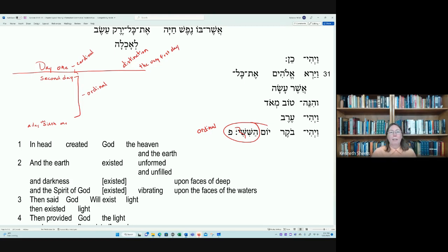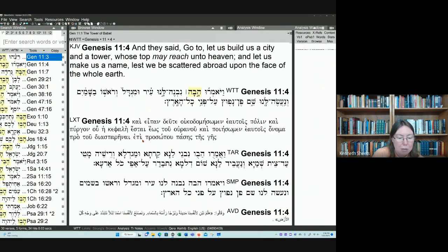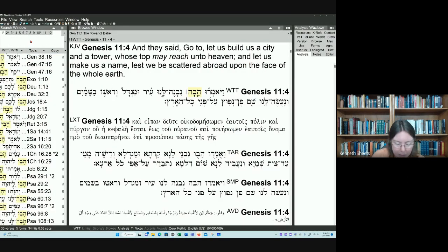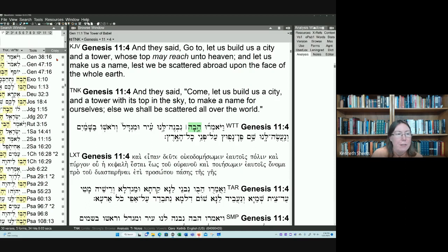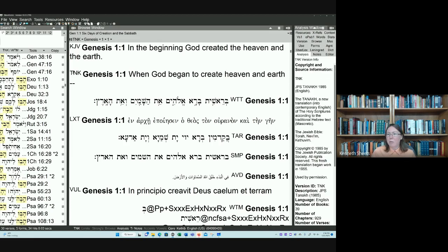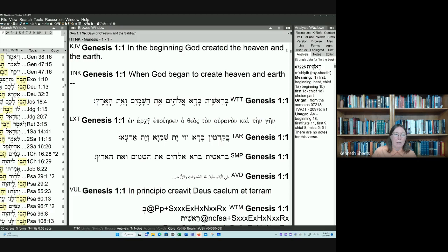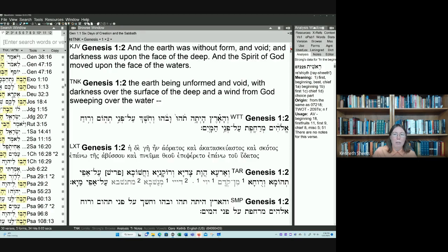Now, why is that significant? Well, I can go ahead and take you back to a translation that has come out here recently. Well, the Tanakh came out in 1985. This is the copyright 1985. But notice here, we would say, in the beginning, God created the heaven and the earth. And the earth was without form and void, and darkness was upon the face of the deep. And the Spirit of God moved upon the face of the waters.